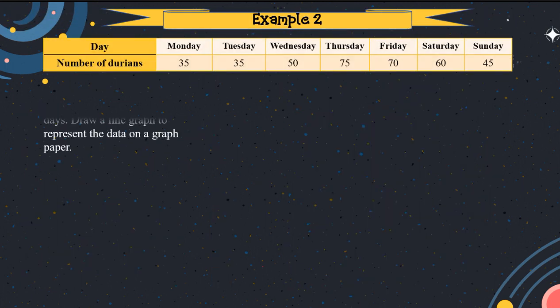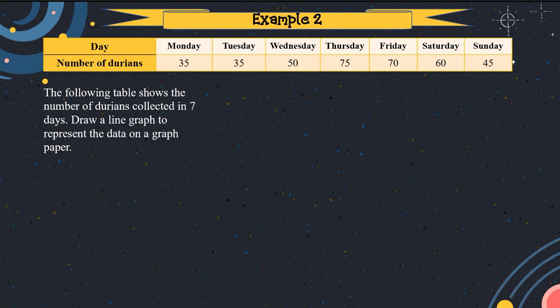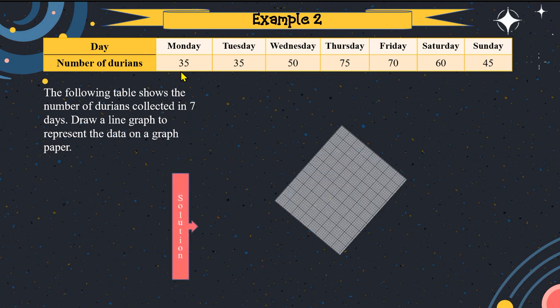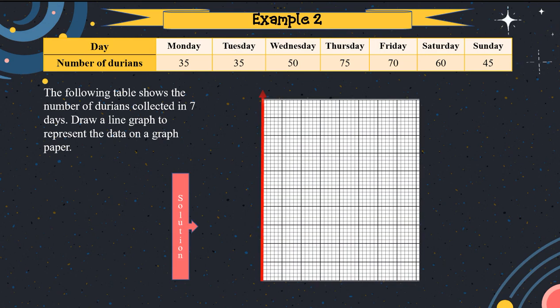Okay, we look at another example. The following table shows the number of durians collected in 7 days. Draw a line graph to represent the data on graph paper. So this is your table. You have the day from Monday until Sunday, and then you have the number of durians. Same, we use the grid paper like this. This is our vertical axis. For the vertical axis, we use the number of durians.